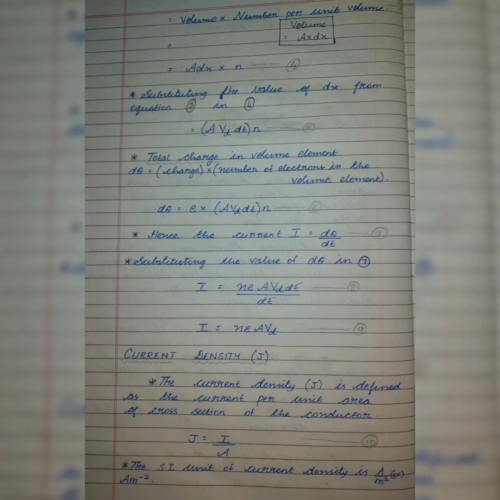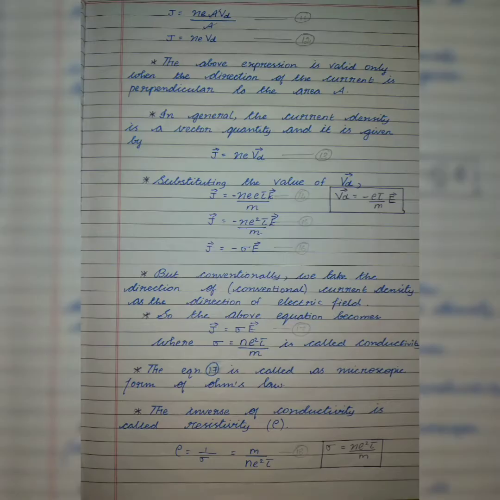இப்போ J is equal to I by A. இதை நம்ம equation number 10 கன்சிடர் பண்ணியிருக்கோம். இந்த equationல இப்போ நமக்கு Iக்கு வேல்யூ தெரியும். Equation number 9ல Iக்கு value we have already found it out. So we are going to substitute the value of I from equation number 9 in equation number 10. So we get J is equal to NEABD divided by A.